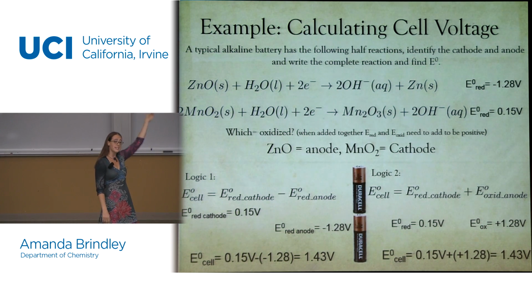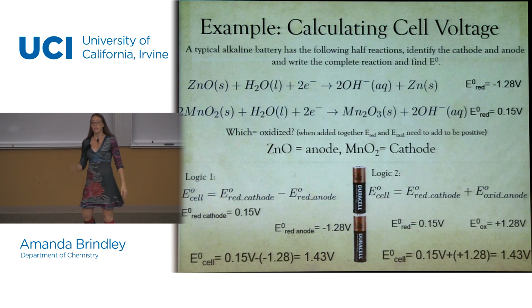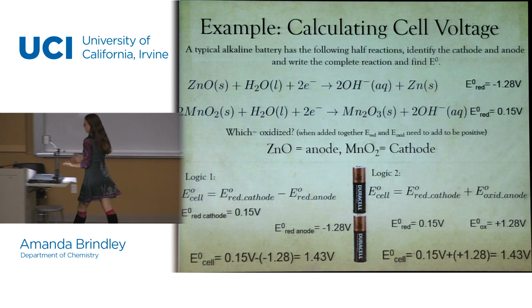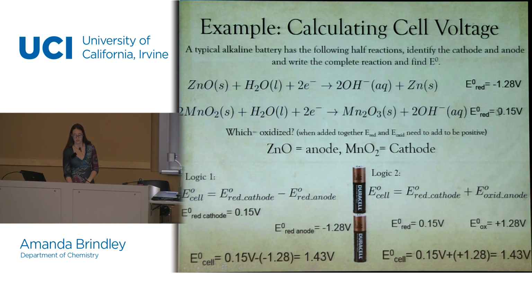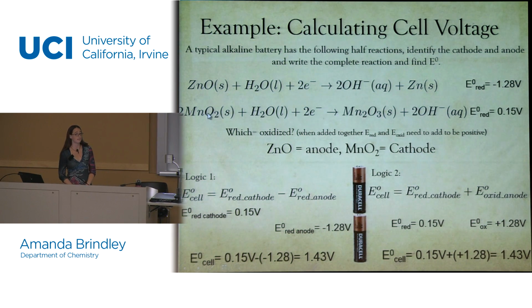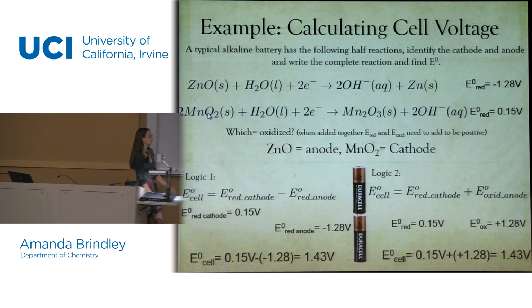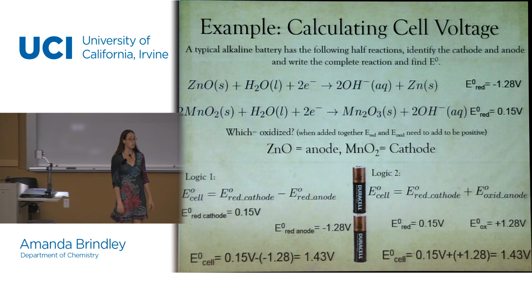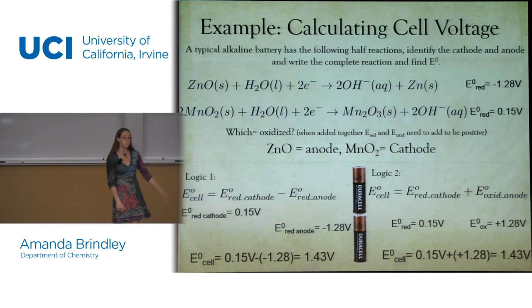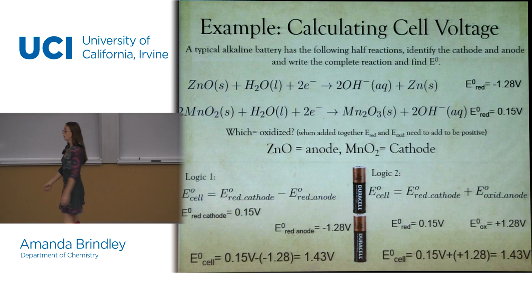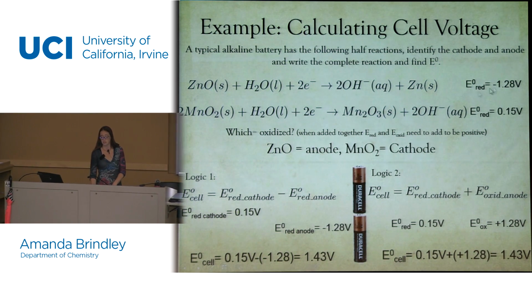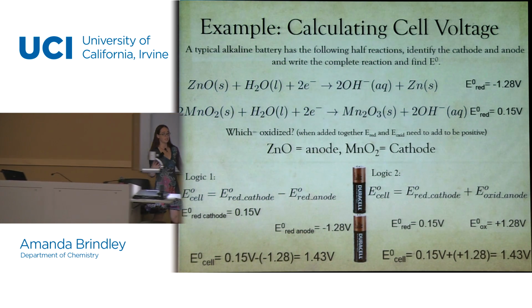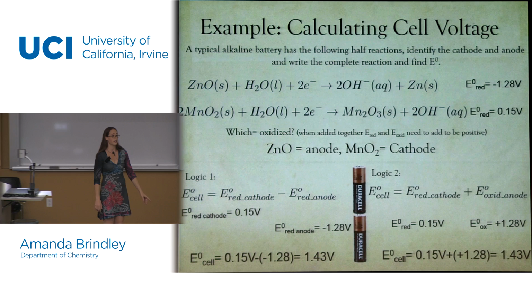We can say, well, which one has the higher reduction potential? That one will be reduced. In this case, which one has the higher reduction potential? Permanganate, right? And so because that MnO2 has the higher reduction potential, we know that that'll be our cathode. And our one with our lowest reduction potential will be our anode. So three different ways to basically do the exact same thing, whichever you like.